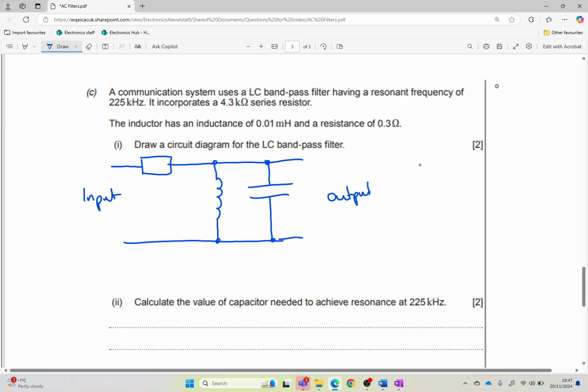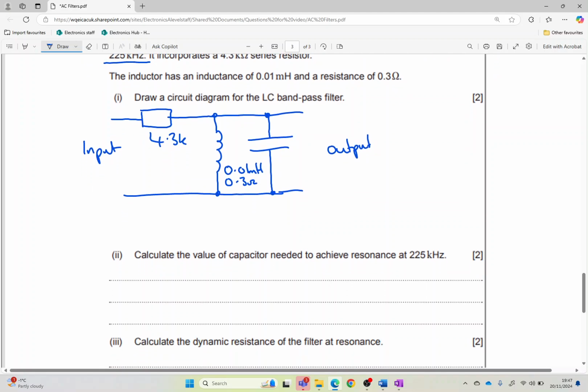So we know that this is going to be a 4.3k resistor. We know the resonant frequency is 225. We know this inductor there is 0.01 millihenries, and it also has a resistance of 0.3 of an ohm. So we need to calculate the value of the capacitor. So we've got f naught is equal to 225 times 10 to the 3, which equals 1 over 2 pi root LC.